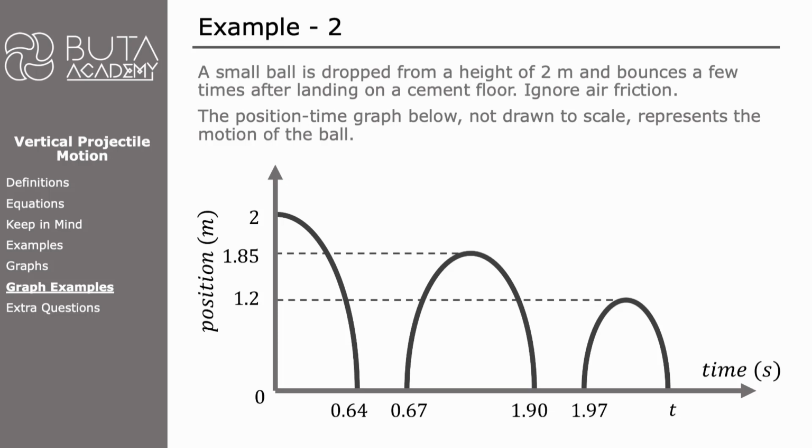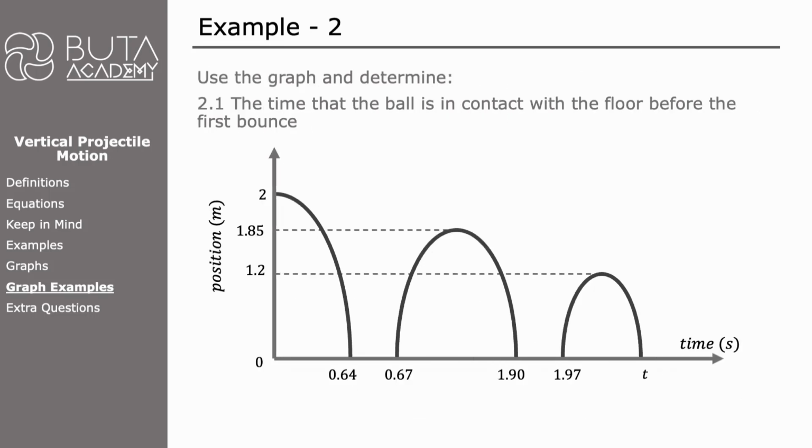A small ball is dropped from a height of 2 meters and bounces a few times after landing on a cement floor. Ignore air friction. The position time graph below, not drawn to scale, represents the motion of the ball. Use the graph and determine the time that the ball is in contact with the floor before the first bounce.